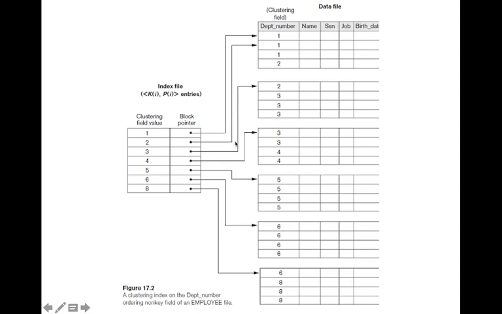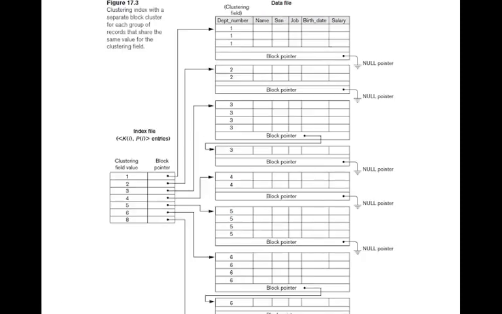So this is not unique, and this is a sparse index, because for all the data records we do not have index entries. We create index entries only for some of the entries. And we can have a variation of this. Here we can see it is mixed. In a particular block itself we have department numbers 1 and 2. Here we have 2 and 3. Here we have 3 and 4. So if we want, we can keep this separately like this.